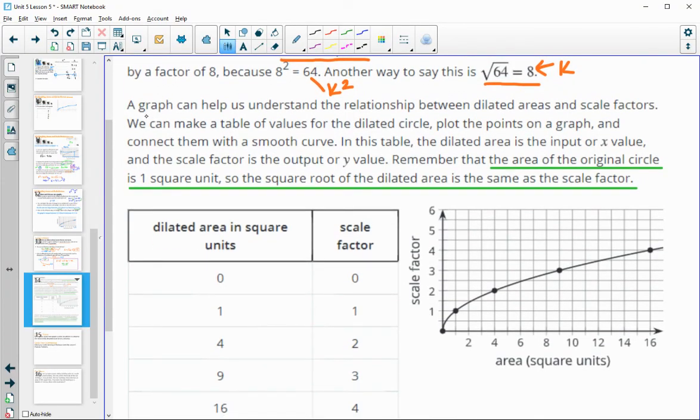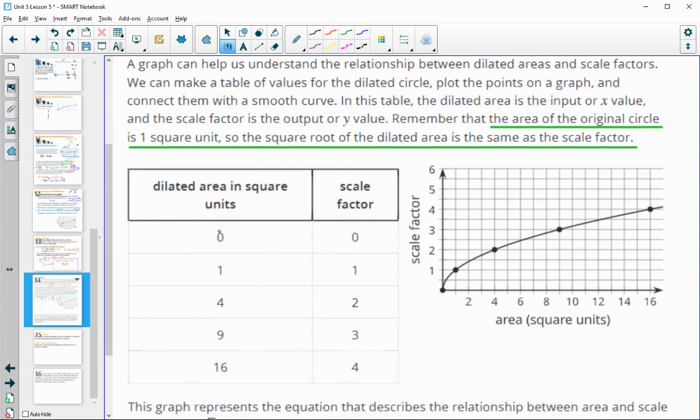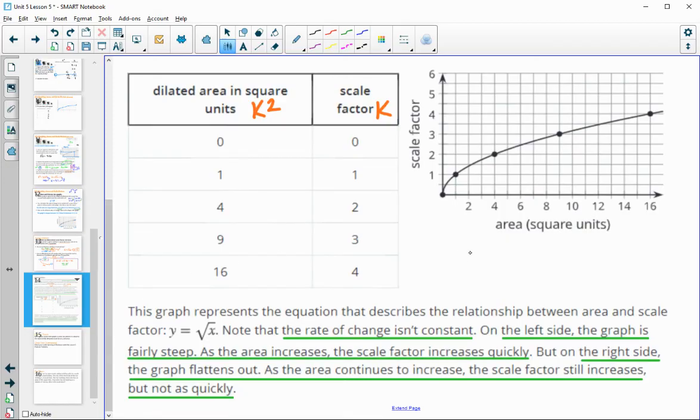So you can just read through here and it's talking about that you can use a graph. Okay, so if this was our area of our shape, then this would be the scale factor. So if this is our area factor, then this is our scale factor. So these are our k squareds. So these are our k's. We can see that on the graph here. So y equals square root x is our graph that represents that. Okay, as we square root each of these, we'll get the scale factor.